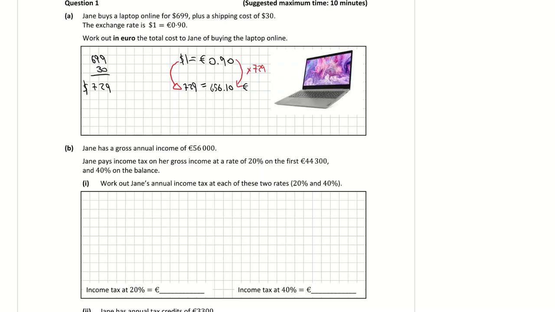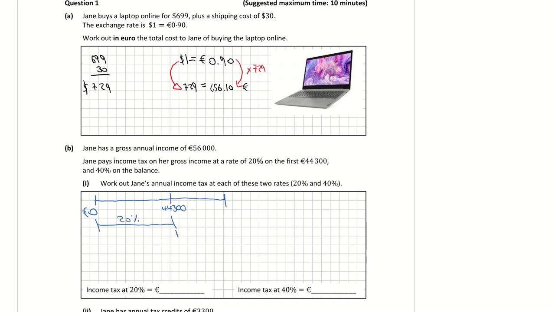Looking at part B, Jane has a gross annual income of 56,000 euro. Jane pays income tax on her gross income at a rate of 20% on the first 44,300 and 40% on the balance. Work out Jane's annual income tax at each of these two rates, the 20% and the 40% rate. First thing I'm going to do is look at it on a number line basis. I have my 0 euro, and on the first 44,300 euro, it's going to be at 20%. So this part here is at 20%.